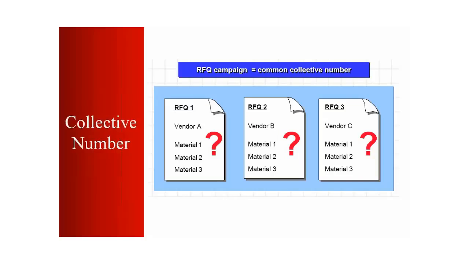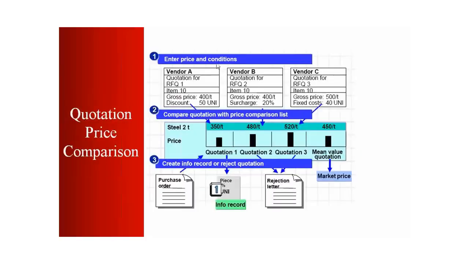Suppose we have sent the requirement, and we ask vendor 1, vendor 2, vendor 3 to give me the price, and they have sent the price to us. So what we'll do is we receive the price, we'll enter that price in the SAP system, and once we have entered the price, we'll be comparing the price in the SAP system. So first step is we'll receive the price.